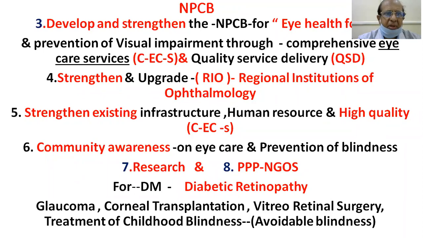Strengthen existing infrastructure, human resource, and high quality comprehensive care services. Community awareness on eye care and prevention of blindness. So how a person should take care of the eyes and also prevent blindness. It should be done through the IEC. Research and public-private partnership and also NGOs help, especially for diabetic retinopathy, glaucoma, corneal transplantation, vitreoretinal surgery, treatment of childhood blindness. Childhood blindness is usually avoidable unless it is congenital and other causes.